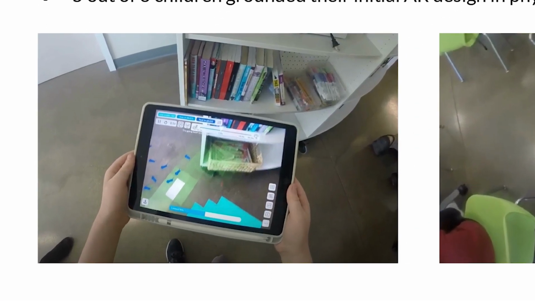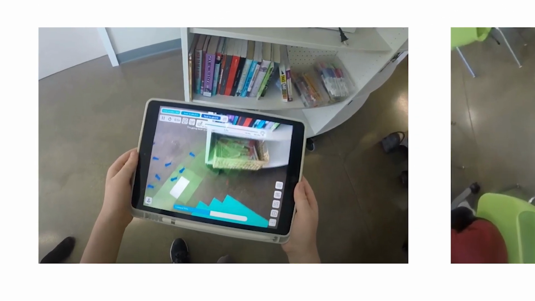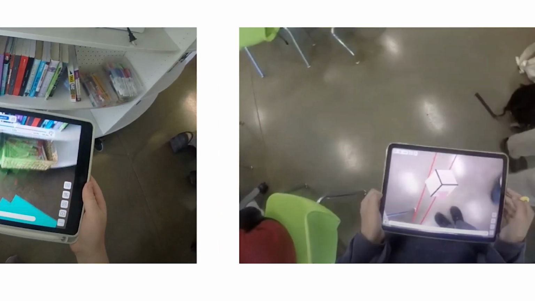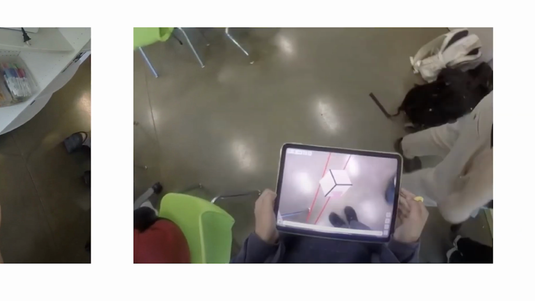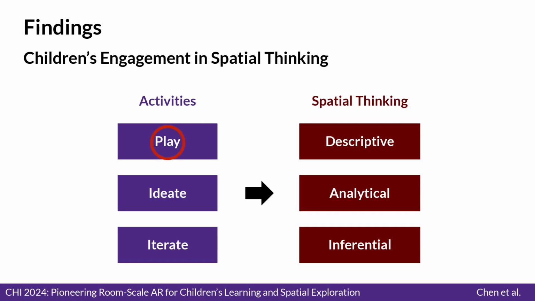In the left figure, Michael extended the ants' AR model to have 2 groups fighting for food. The player becomes a super ant that leads their team towards victory. In the right figure, Sophia designed a treasure hunt that requires players to find their way around a series of laser beams. Throughout the playing, ideation, and iteration activities, many children engaged in spatial thinking activities.